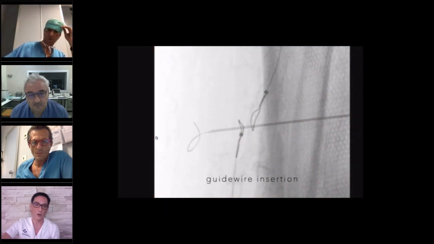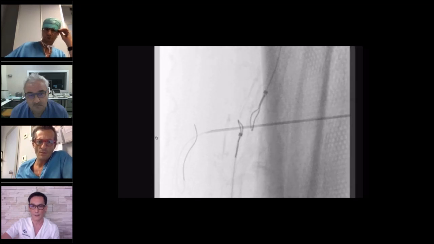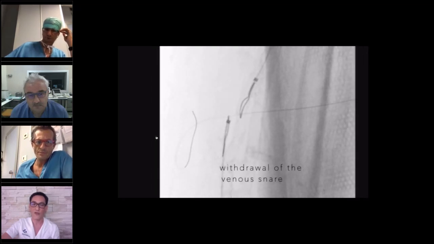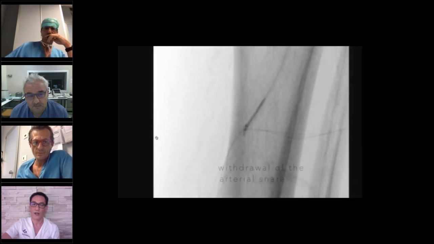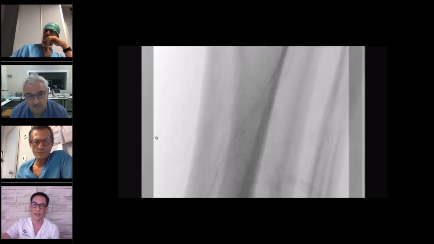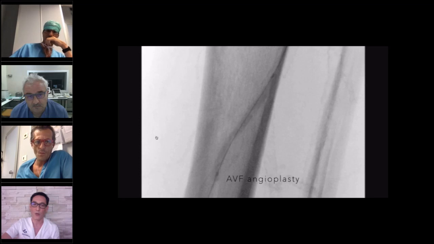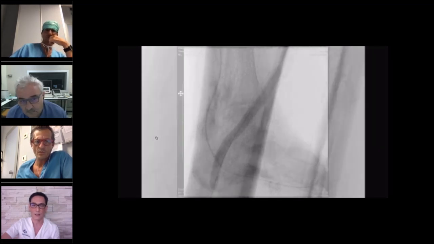Here, the wire is located extravascularly. We will retrieve the needle, close and retrieve the venous snare, and we're going to withdraw the arterial snare as well. So we have a through-and-through wire from the artery to the vein, and through this wire, we will perform a balloon dilatation.